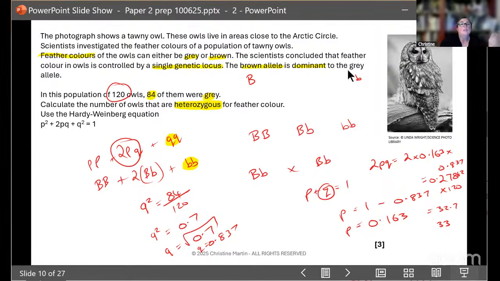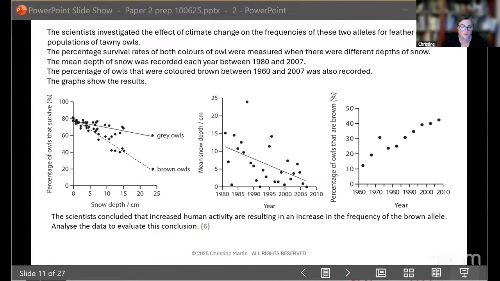Okay, so now we can move on to this next question. And this next question is what I really want to look at, because this is the way, again, in which they can give you some information, and the information that they're giving you is in graph form.